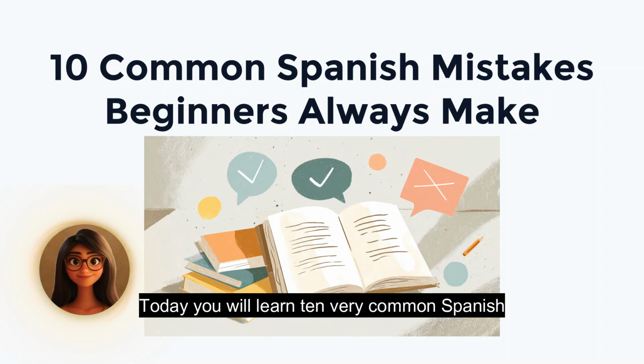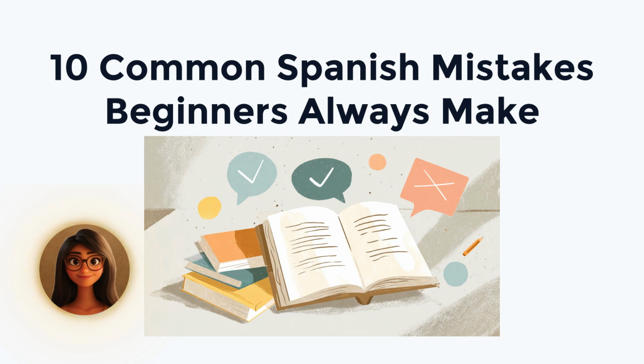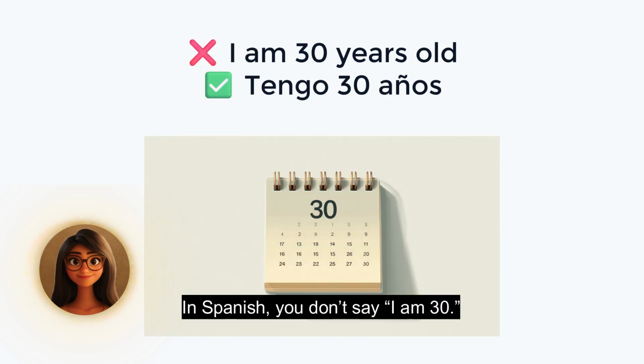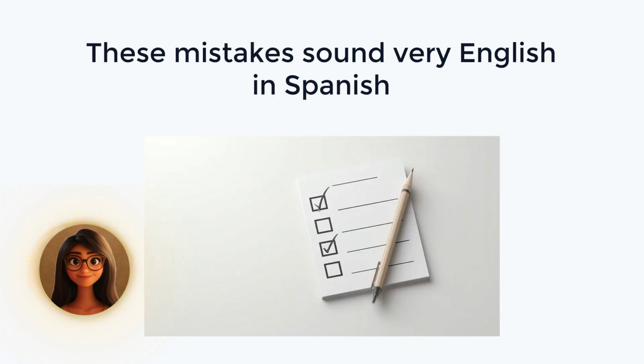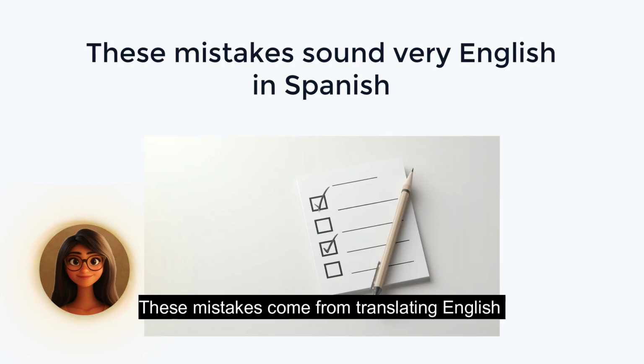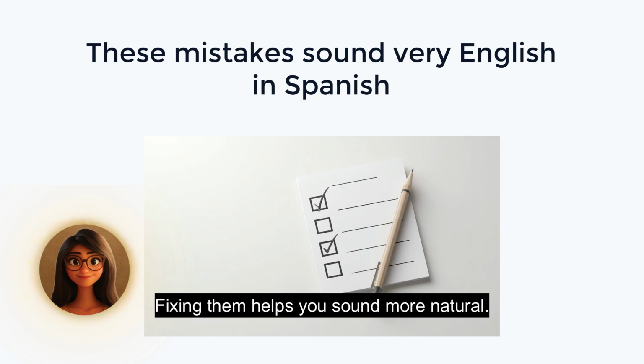Today, you will learn 10 very common Spanish mistakes beginners make and how to fix them easily. In Spanish, you don't say, I'm 30. You say, I have 30 years. These mistakes come from translating English directly. Fixing them helps you sound more natural.